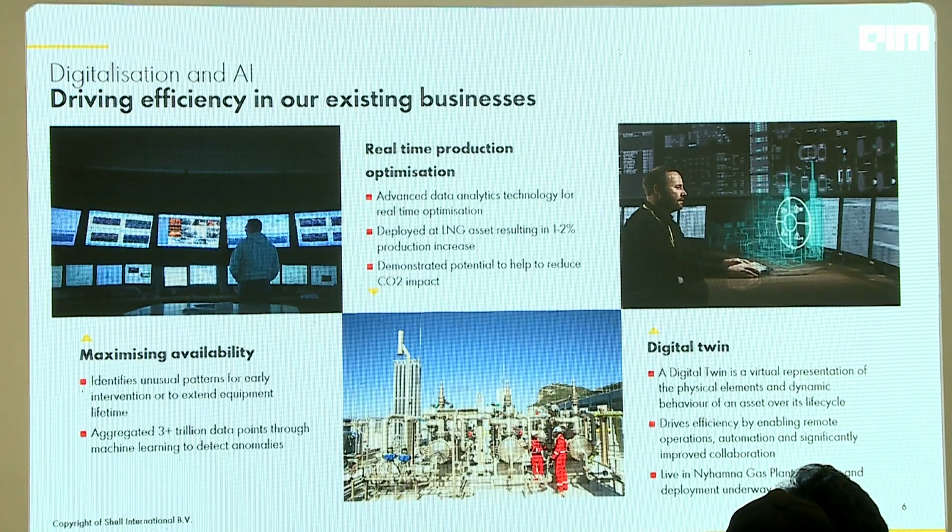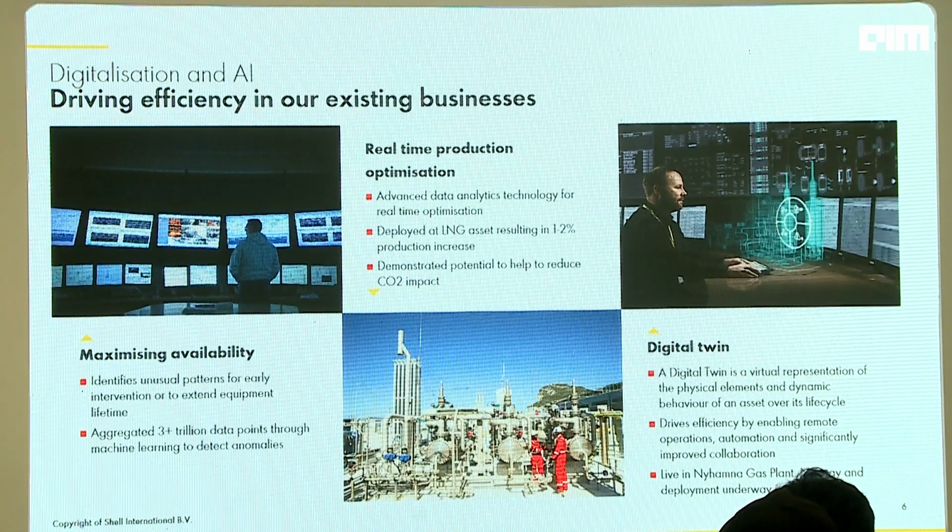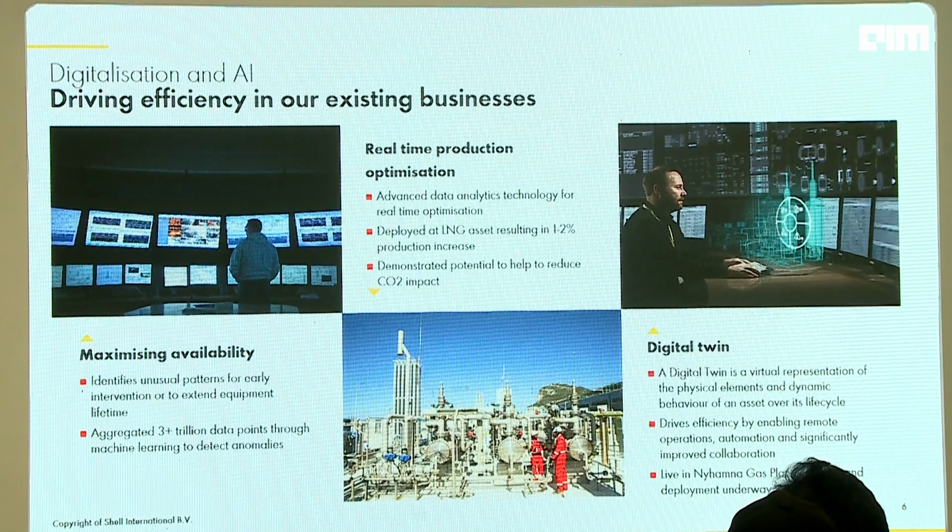I think you guys are quite familiar with that as well, right? Real-time production optimization technologies developed with the help of an external technology provider called C3.